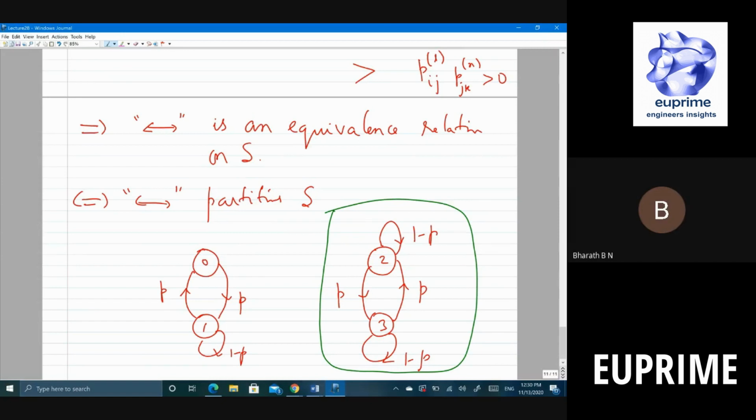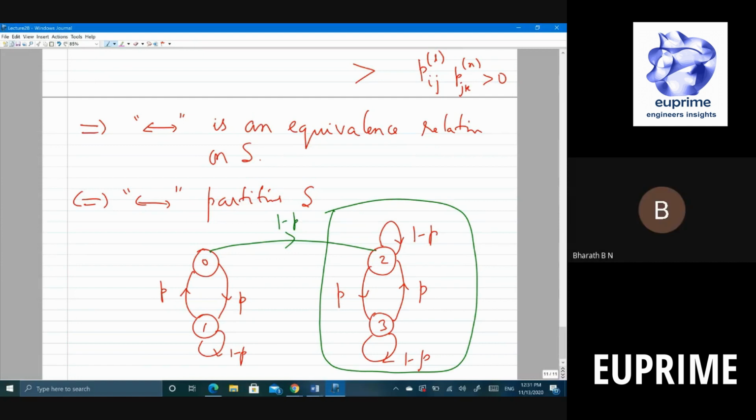If I consider 0, 1, 2, 3 as one chain, the equivalence relation will split it into 2. 0, 1 will fall in one basket, 2, 3 will fall in another basket. In this case, those two are different Markov chains altogether; you can treat them as different Markov chains. But the moment I put this transition with probability 1 minus p, I cannot say that these two are different Markov chains. They belong to the same Markov chain, but I can split this into 2 different equivalence classes. Is that fine?